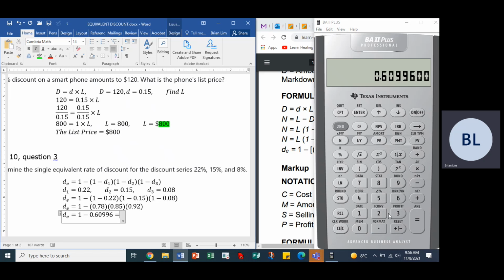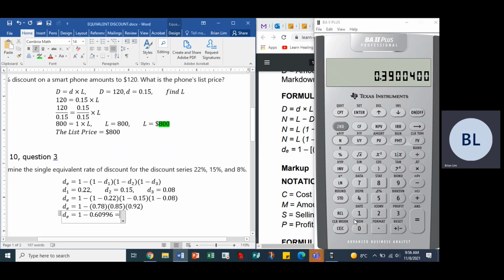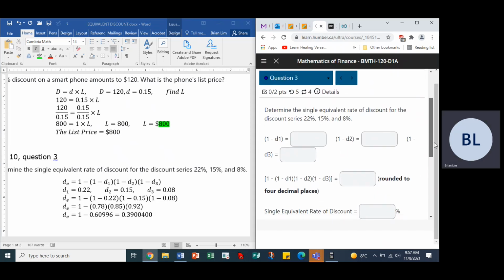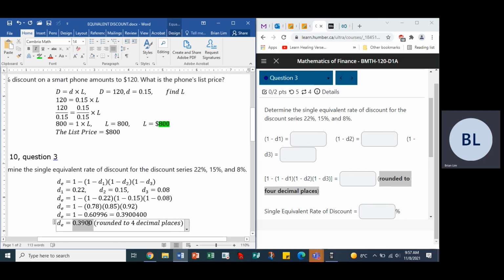And that in turn would be equal to, well, we could actually do a reverse and subtract 1, get an answer, and then make it positive. So the answer is 0.3900400. Now there might be some stipulation about the answer. It says to round to 4 decimal places. So D subscript E would then be equal to 0.3900. That's 4 decimal places. So you could say rounded to 4 decimal places.